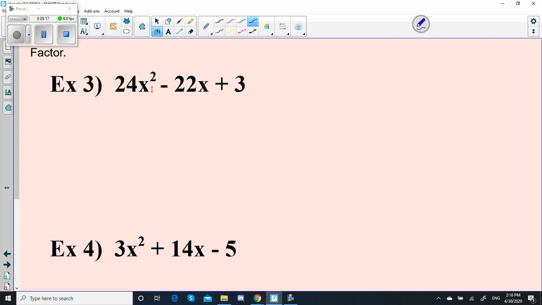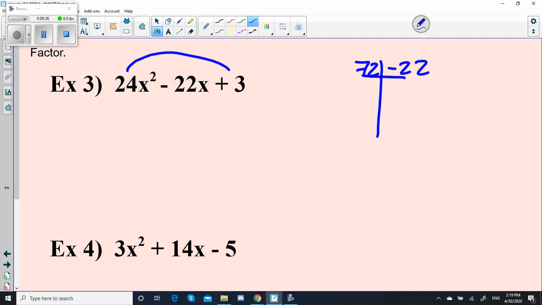So I'm looking at this one. It's got a big number in the front, 24 for A. So I'm going to multiply 24 times 3, which is 72. And I want positive factors of 72 that give me a sum of negative 22.